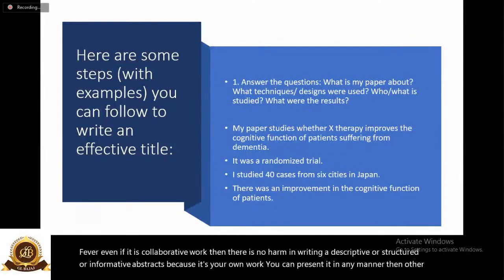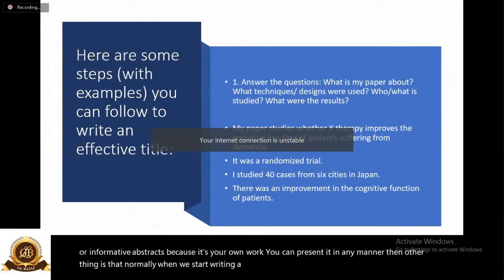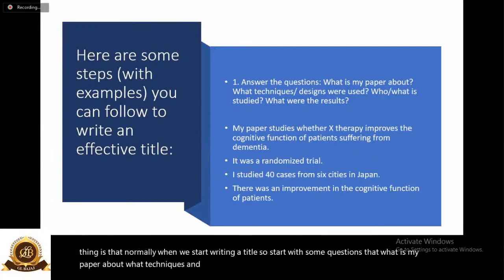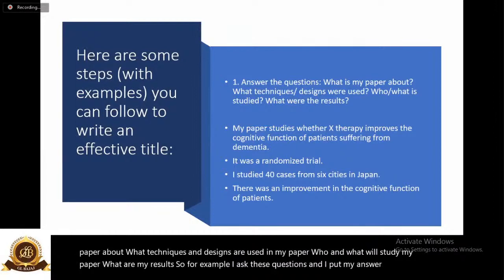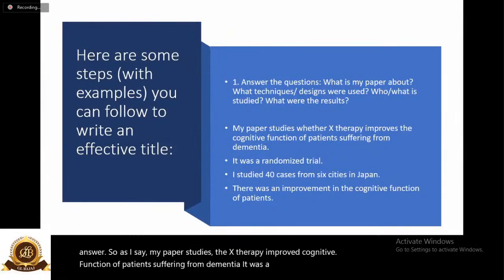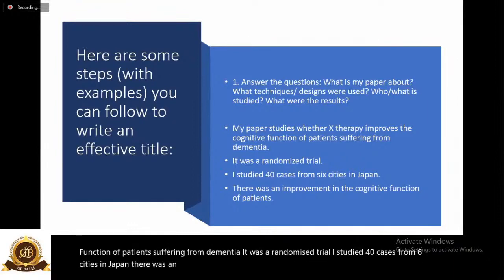Normally when we start writing a title, start with some questions: what is my paper about, what techniques and designs are used in my paper, who and what will study my paper, what are my results. So for example, I ask these questions and I put my answers. My paper studies whether X therapy improves the cognitive function of patients suffering from dementia. It was a randomized trial. I studied 40 cases from 6 cities in Japan. There was an improvement in the cognitive function of patients. So these are all the questions that are answered by me.